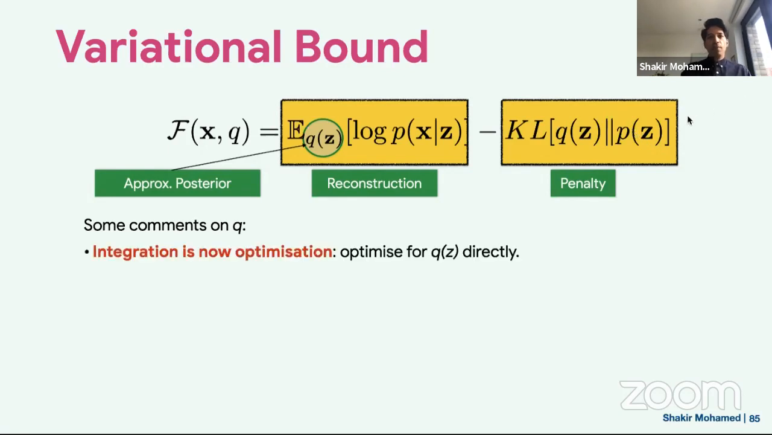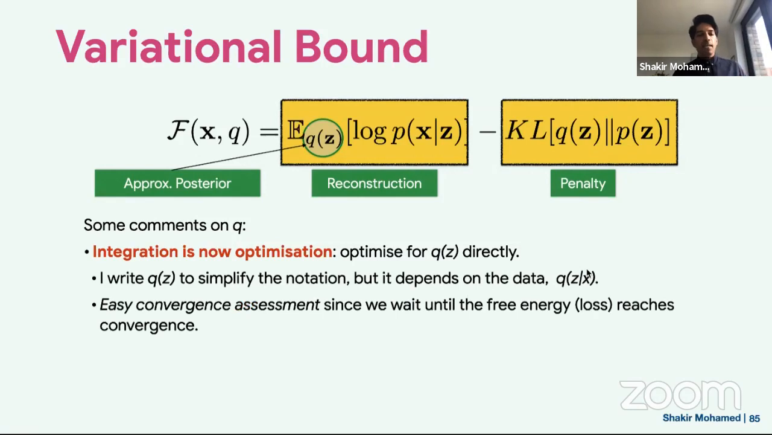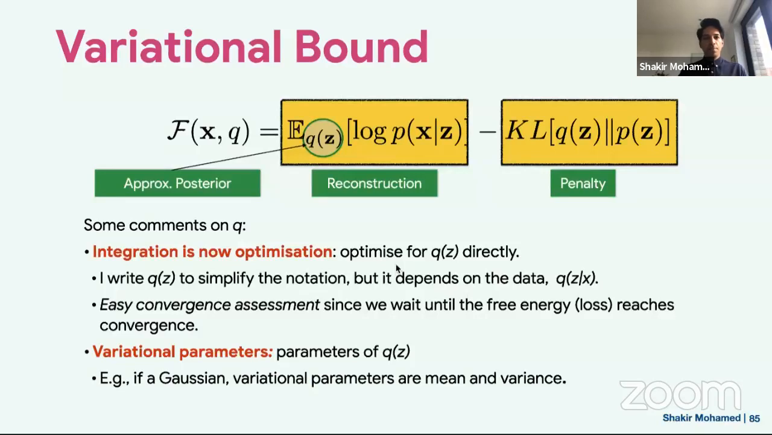So this variational bound is pretty nice because it turns what was this integration problem, and if we were doing importance sampling, a stochastic Markov chain Monte Carlo problem, into an optimization problem. We can simply optimize for the parameters that are living in Q. And that's pretty nice because we know a lot about optimization. I mentioned that I'm simplifying the notation, but it's actually Q of Z given X. And unlike in Monte Carlo, where that is very difficult to evaluate, here I can do very easy convergence assessment. And we're going to call the parameters of this distribution variational parameters. So if it's a Gaussian, the variational parameters are mean and variance.